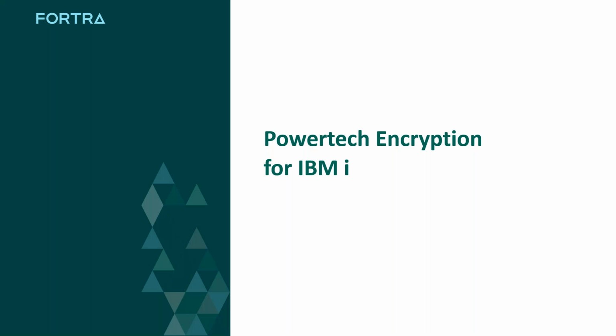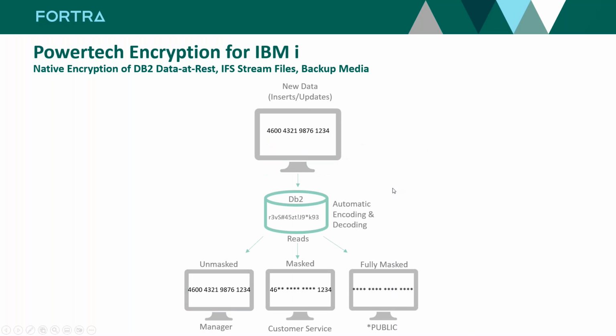So let's talk about what you can do for that sensitive data, for those of you who do think maybe you have some important sensitive information on your system that not everybody needs to be able to see. So I introduce to you our Powertech Encryption for IBM i. Powertech Encryption for IBM i allows you to do multiple facets of encryption on the system. Whether you're doing native encryption of your DB2 data at rest, or you want to encrypt IFS stream files, or encrypt to backup media.